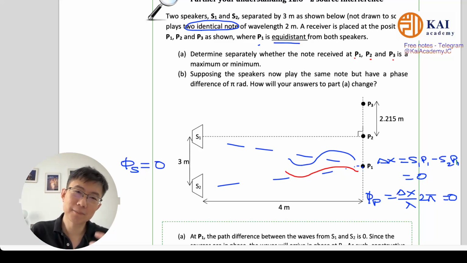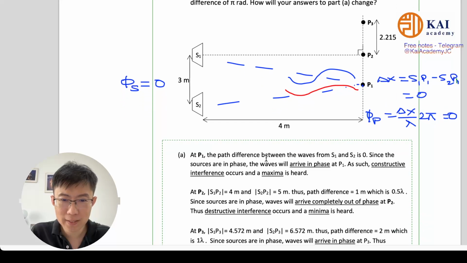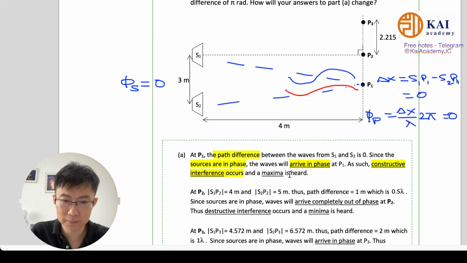So at P1, crest will arrive with crest. But we now have to put all this into words. Like I said earlier, it's very common in structured questions. So I'll point out the path difference since that's what we are trying to find. The phase difference due to the source is 0. And critically, the waves will arrive in phase. This must always be mentioned before you say constructive interference occurs. Arrive in phase, therefore constructive interference occurs.